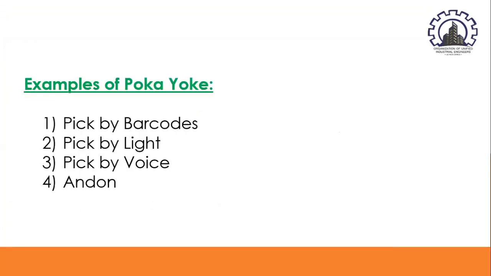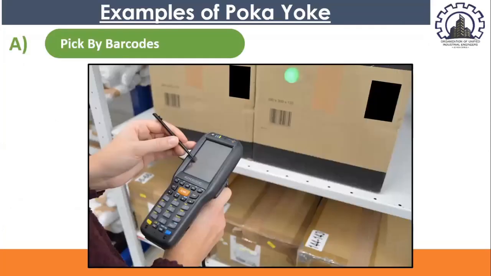Aside from this, we have 4 examples of Poka-yoke. First, we have pick by barcodes. Second, we have pick by light. Third, we have pick by voice. And fourth, we have Andon system. Now, in order for us to better understand each of these examples, let us discuss them one by one, starting with pick by barcodes. So what do we mean by pick by barcodes then?